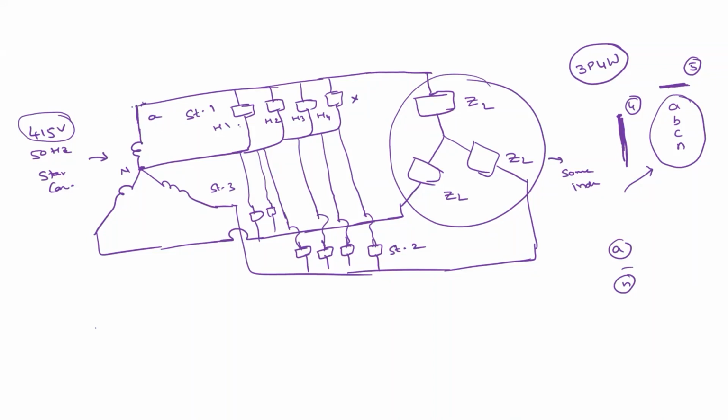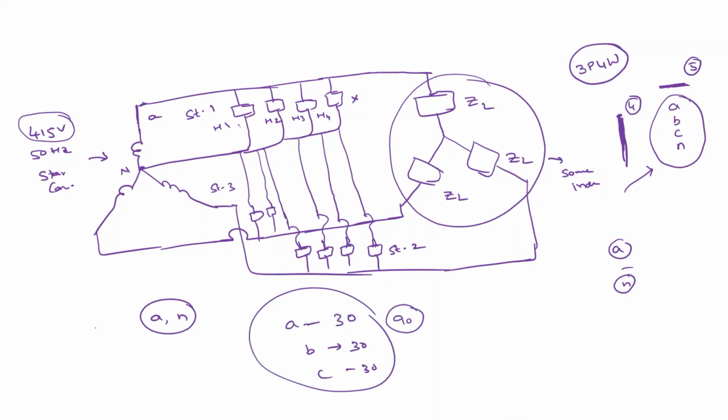So remember, this entire street is not connected to A phase, N phase. We need to equally distribute the loads. For example, if you have 90 houses in your colony, then for A phase 30, B phase 30, and C phase 30. So roughly they will distribute.